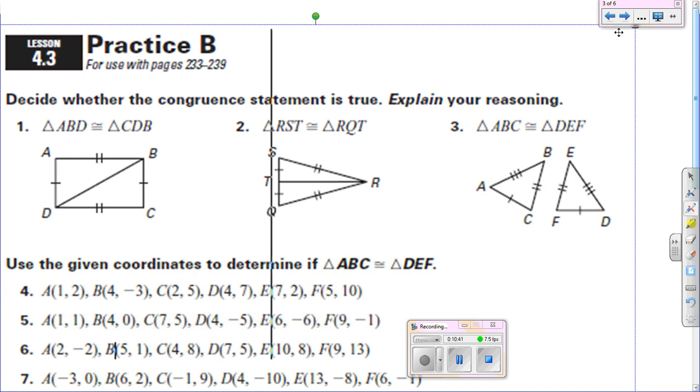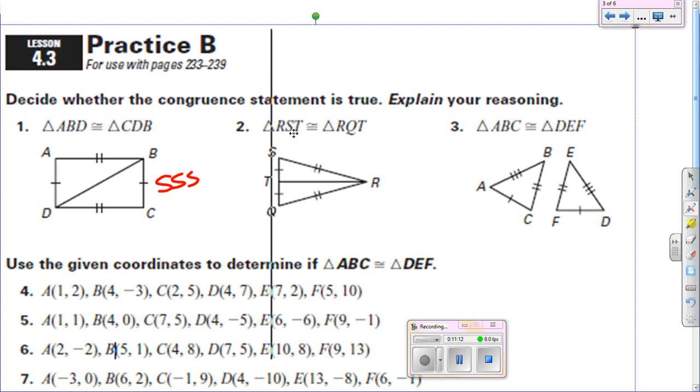All right, A's done. Time to move on to B. Tell whether the congruent statement is true. ABD and CDB. AB is the same as CD. BD is the same as DB. And AD is the same as BC, because of those markings. So yep, side, side, side.